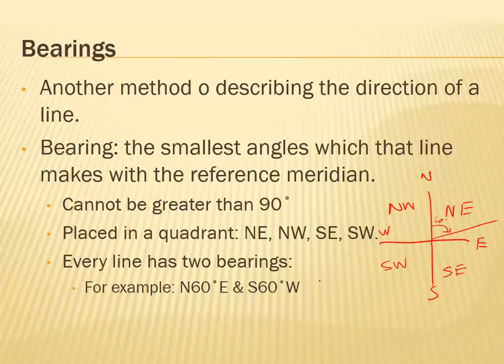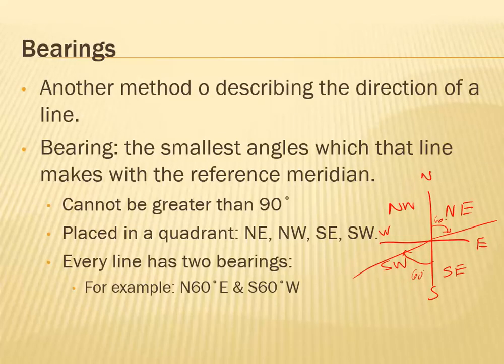Now every line has two bearings. If this is north 60 degrees east, it can also be south 60 degrees west, because if I extend that line, then from south towards west, this also needs to be 60 degrees, right? Just math. So if I do that, that's fine. Both of these are true bearings of that same line, depending on where you put your reference point. Okay, cool. We're going to work with these to do some traverse calculations.